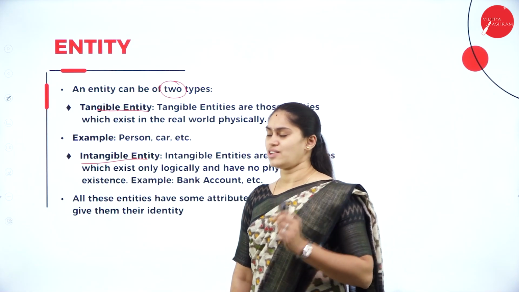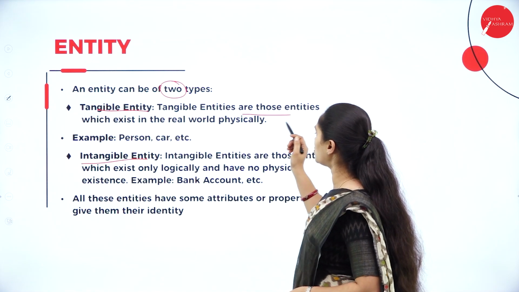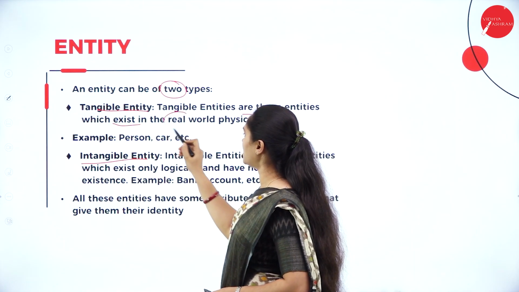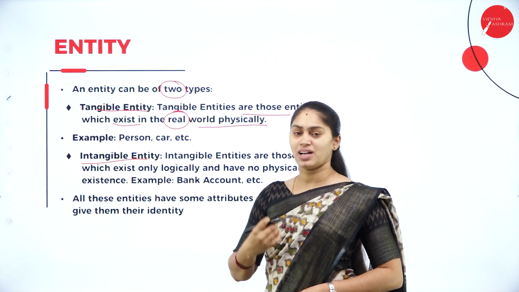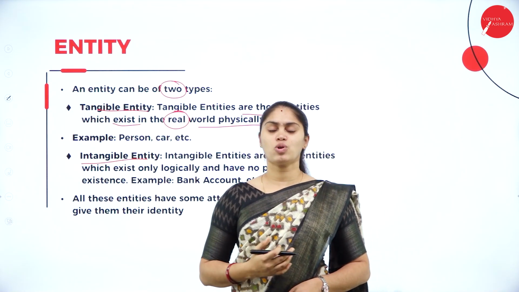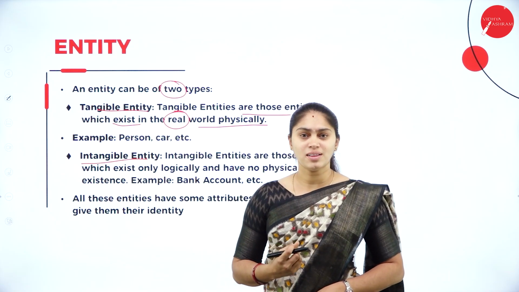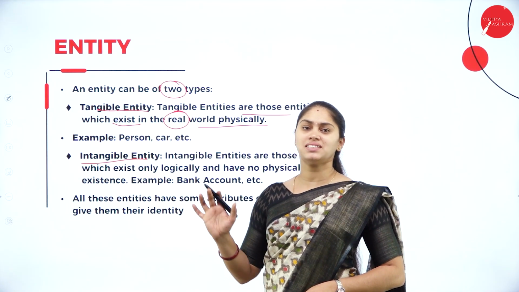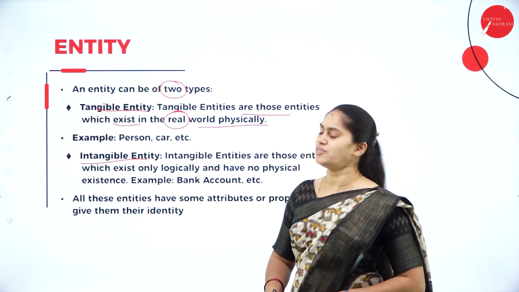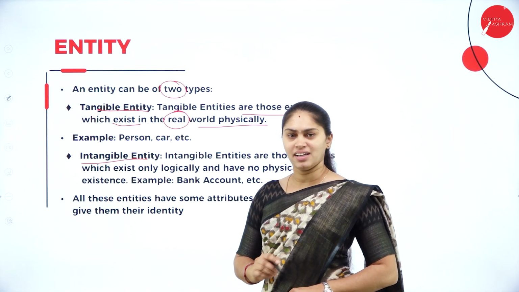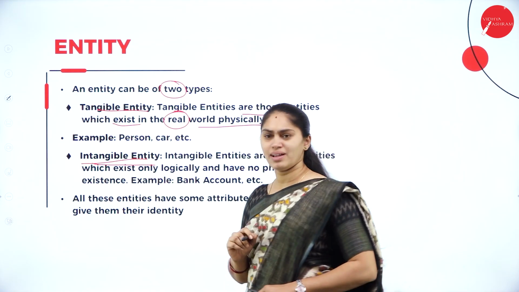Tangible entities are those entities which exist in the real world physically. If you consider a person, an employee, a department, a school, a college, or a car, all of those have a physical existence as an object. We call that kind of entity a tangible entity. Then what about the intangible entity?